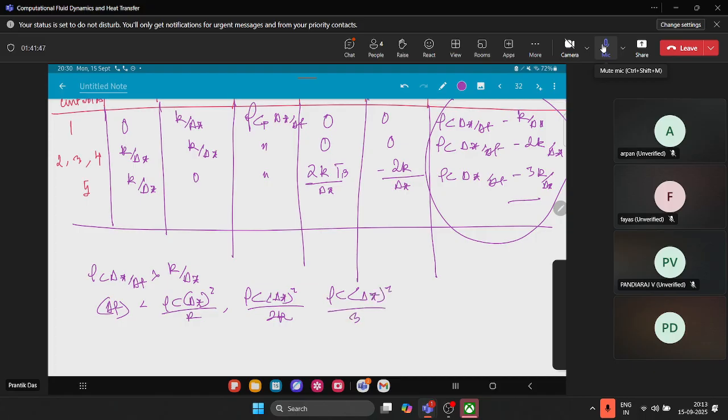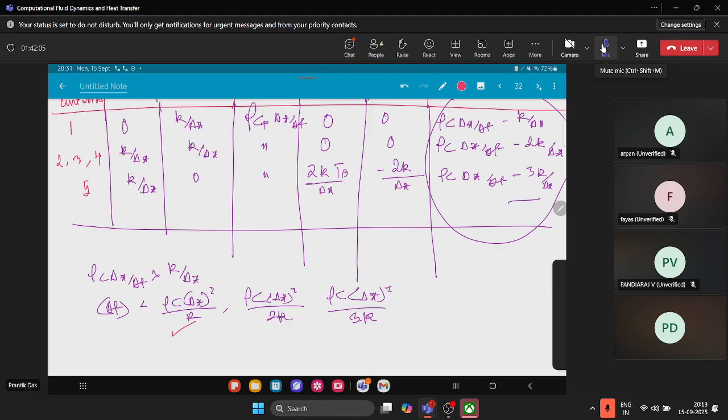So Arpan, what do you think? Which one is the most strict condition among the three? The first one, sir. The first one will satisfy all the conditions. So the first one we will actually obey. So delta t should be less than rho c delta x squared by k.